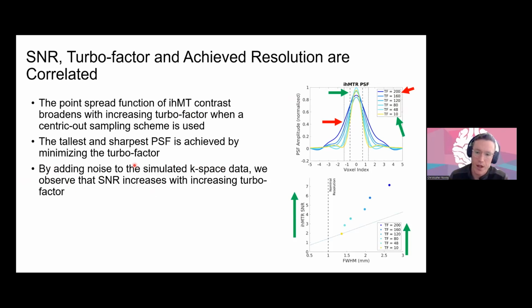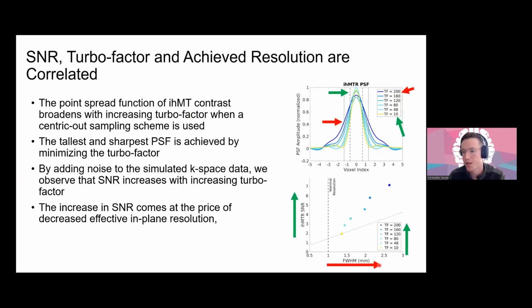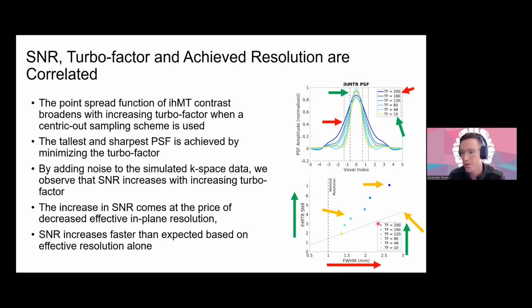And going on with that, if we added noise to our simulated k-space data and looked at the SNR, we do see increasing SNR over increasing turbo factors. As you go up in turbo factors, the points are getting higher and higher. But that comes at the cost of decreased achieved resolution. There is a blue line here, and that is representative if we took the yellow plot of a non-boosted approach as a reference, and asked what the SNR would be if we just increased the voxel size, because the SNR is going to be a function of the voxel size. Because all of these points are above this line, we're seeing increased SNR from this boosted approach that's not explained solely by increasing the voxel size.